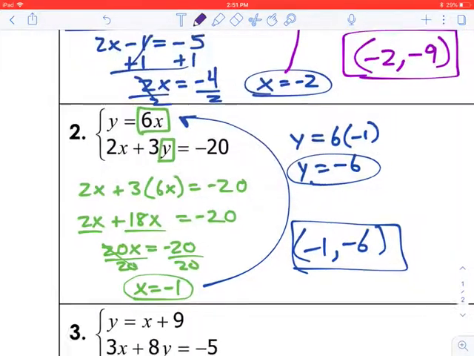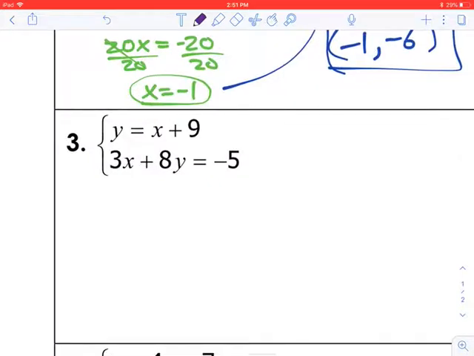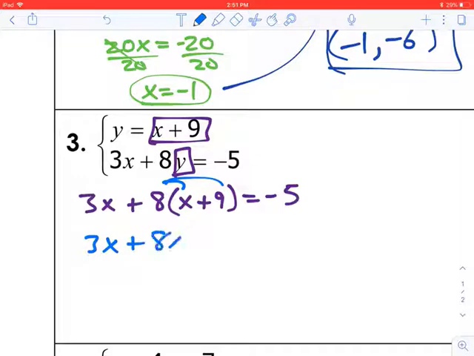Okay? So, same thing here. Look how y is already by itself here. So x plus 9 is going to replace this y in the other equation. So 3x plus 8y becomes 3x plus 8 parentheses x plus 9 equals negative 5. And so, got to get rid of that parentheses here. So I'm going to distribute the 8. That's 3x plus 8 times x is 8x. 8 times 9 is 72 equals negative 5.